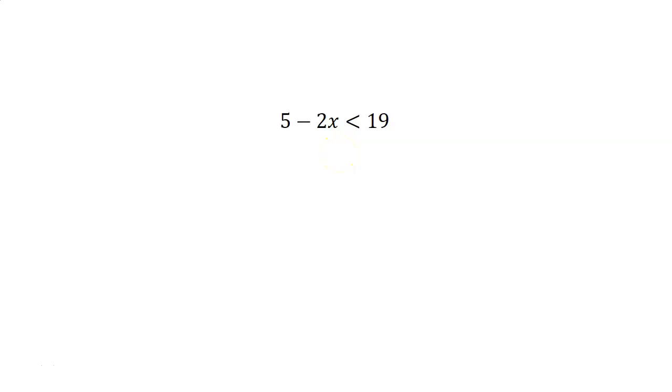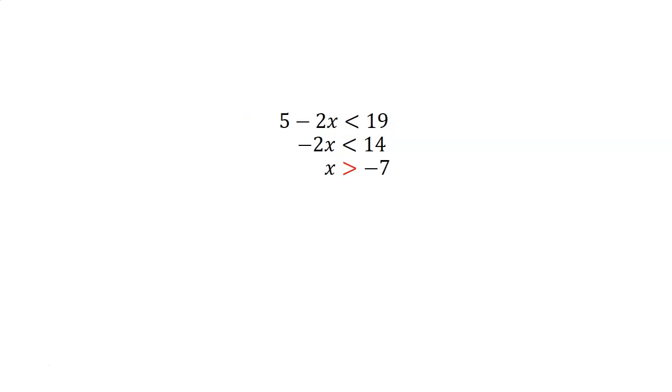To solve this, we can do the same kinds of things we do when we solve equations. We can add or subtract the same number on both sides. So I could subtract 5 on both sides to get negative 2x is less than 14. And we can multiply or divide both sides by the same number. So here I could divide both sides by negative 2 to get from negative 2x to just x.